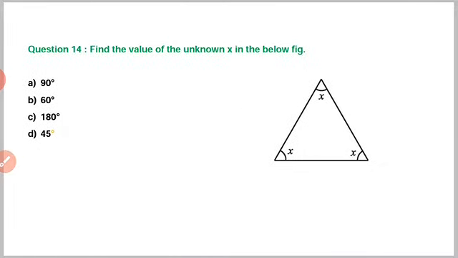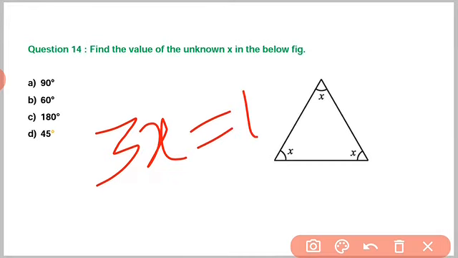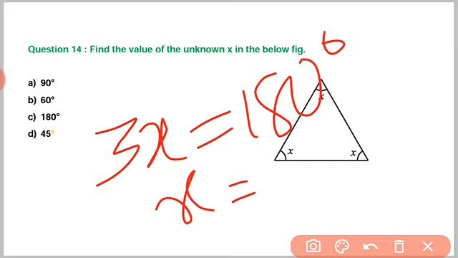In question number 14, we have to use the angle sum property of a triangle to find the value of X. We know that the angle sum property, that is the sum of all the angles of a triangle, is equal to 180 degree. So here all angles are equal. So when we add up, we get 3x, that is equal to 180 degree. So X is equal to 60 degrees. So the value of X is 60 degree.